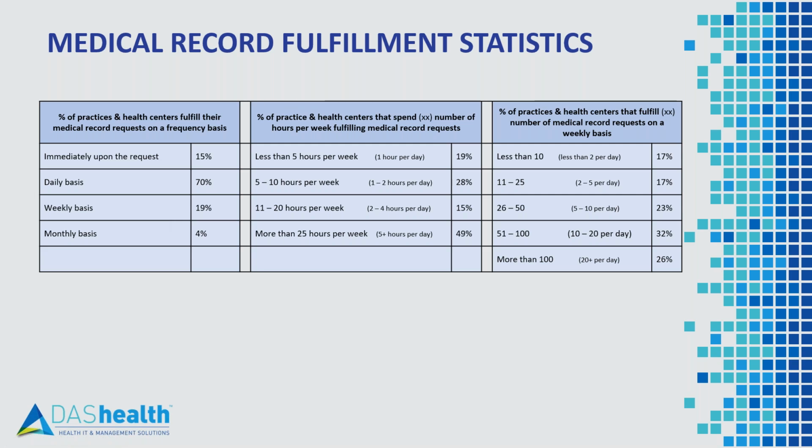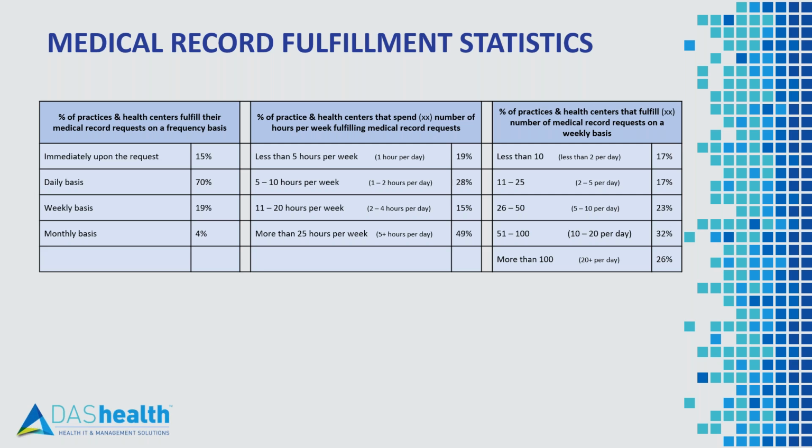This is a slide that shows the statistics that we've taken over the past year and a half, 2 years from organizations with regards to their process of fulfilling medical record requests. You'll see the percentages here. They do not add up to 100, and the reason they don't add up to 100 is because we receive multiple responses to the same question from within the same organization. So we recorded all the responses, and that's why you see the percentages to be more than 100.